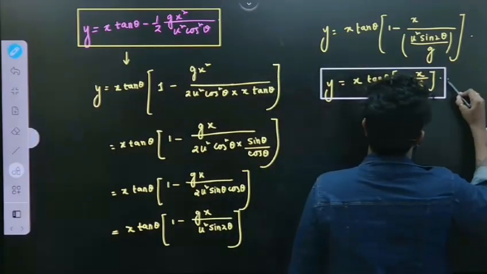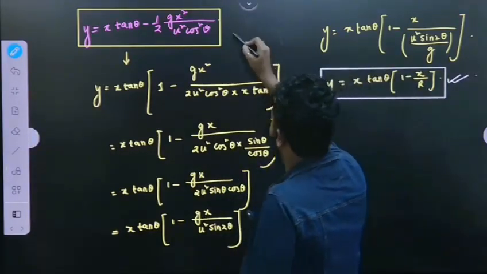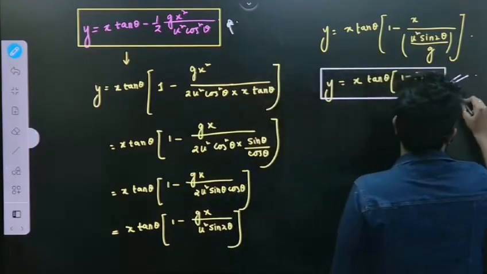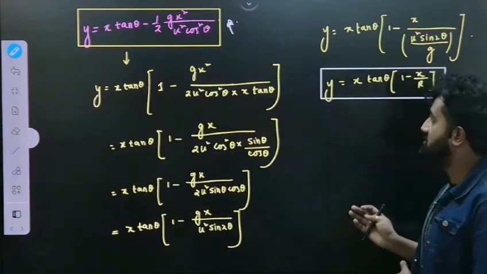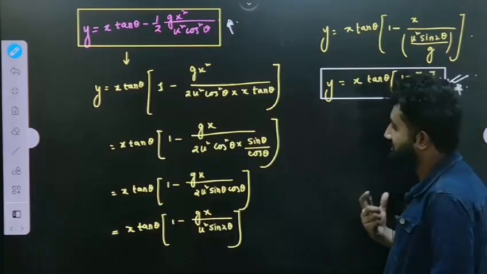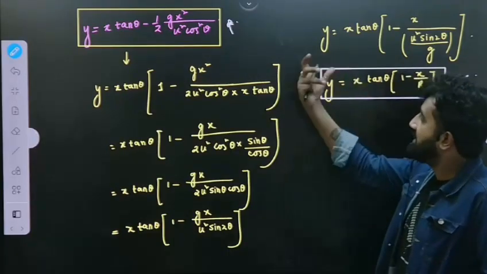This is our one more equation of projectile motion. Both are equally important, okay? Because we're going to get many questions where we have to find range or other things, depending on the statement given to us.